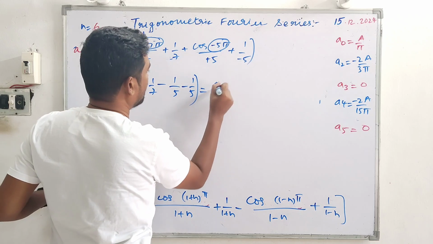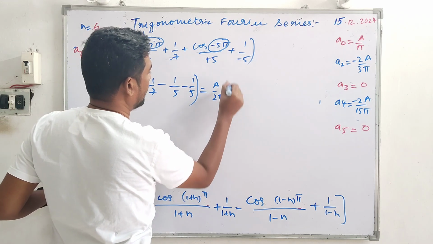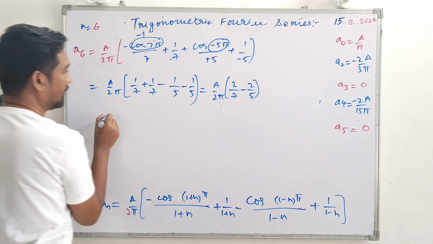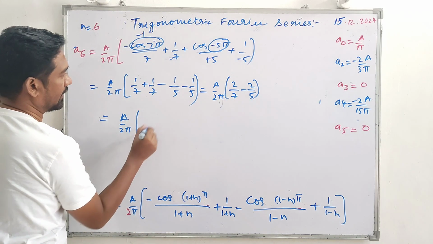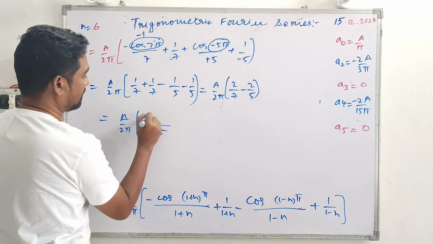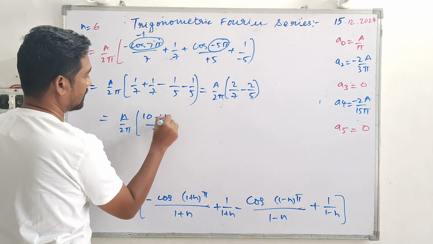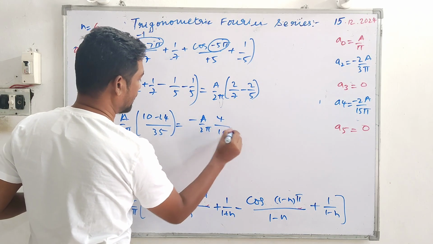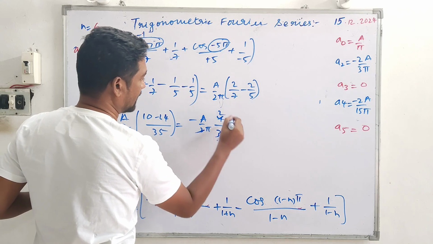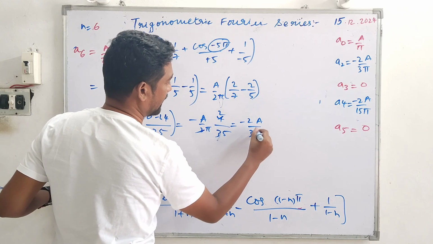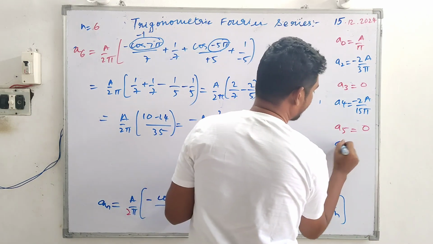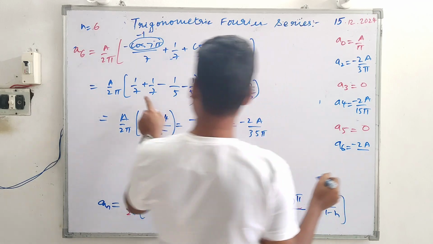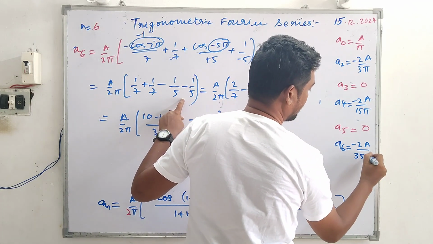Simplifying this one, it's A by 2 pi, twice of 1 by 7 minus twice of 1 by 5, which is equal to A by 2 pi, and 7 5s are 35, 10 minus 14. Alright, 10 minus 14, and what do we have? A by 2 pi into minus 4 by 35. I'm sorry, 35 twice, so minus 2A by 35 pi. A6 is found out to be minus 2A by, it's 7 5s, right? 7 5s, okay, so 35 pi.